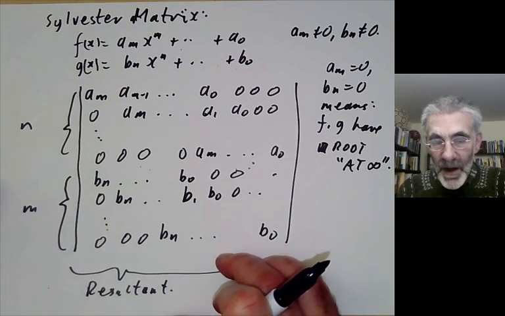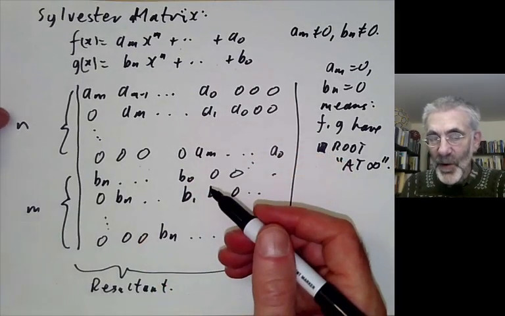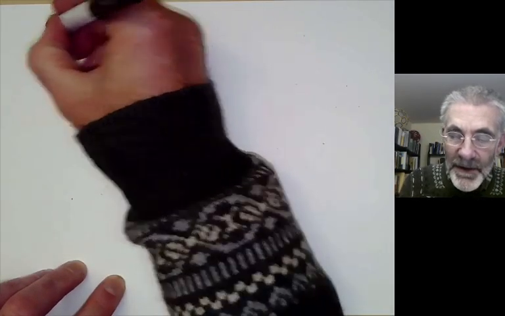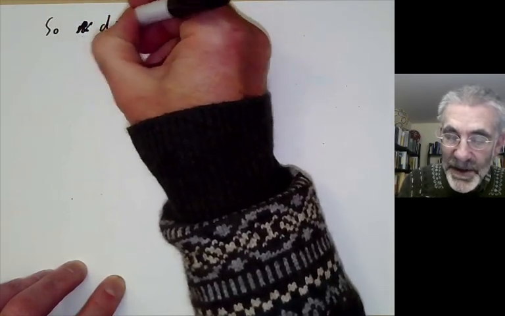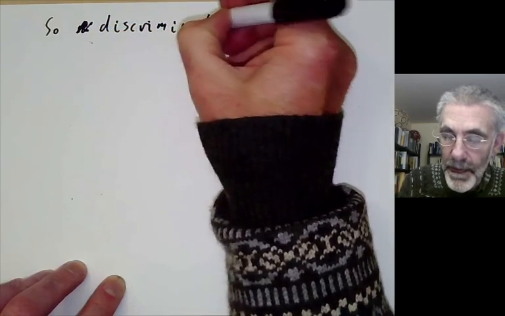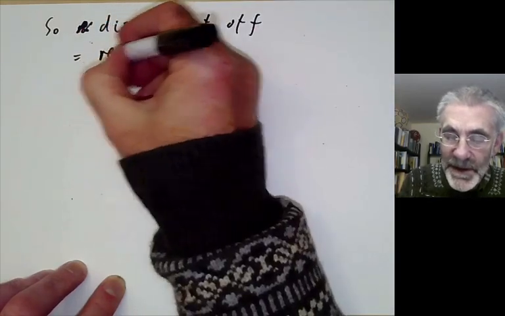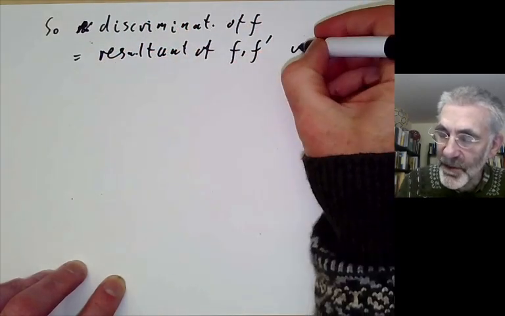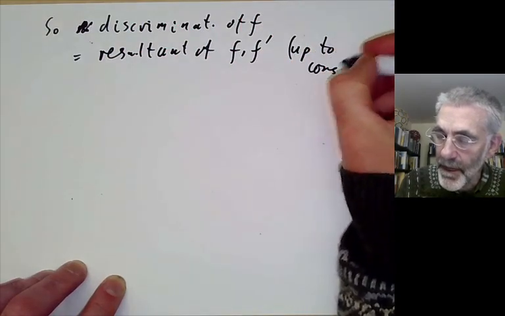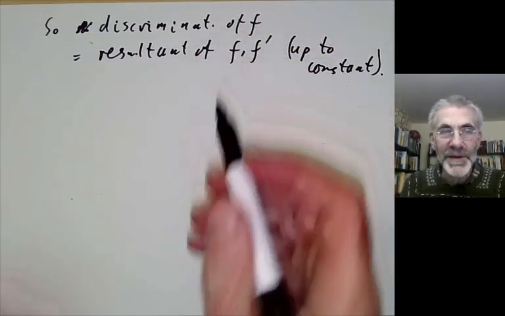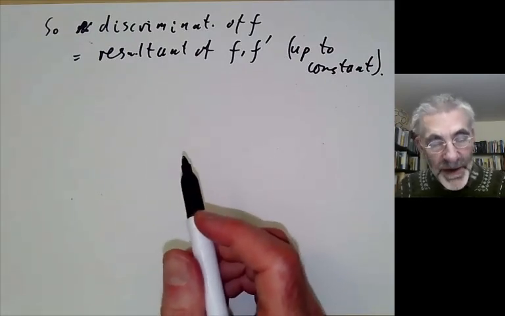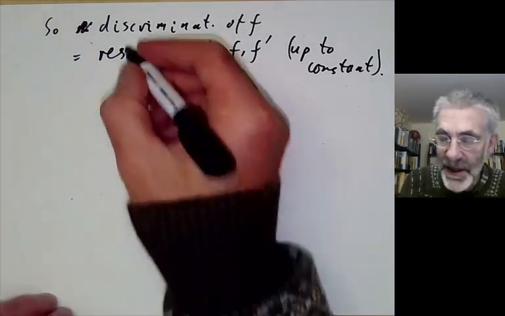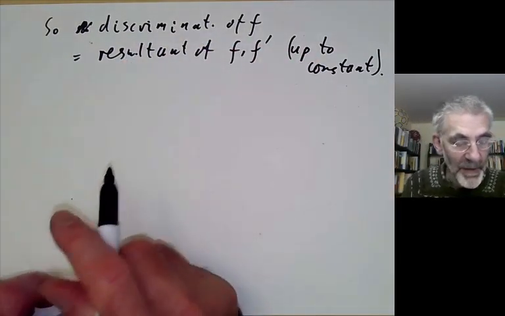Now we get back to the condition for f and its derivative to have a common zero. So the discriminant of f is equal to the resultant of f and f prime, at least up to a constant. So all these matrices are defined up to a constant, and the constant is actually quite hard to pin down sometimes, especially getting the sign of it right is a little bit tricky, as I'll mention in a moment.